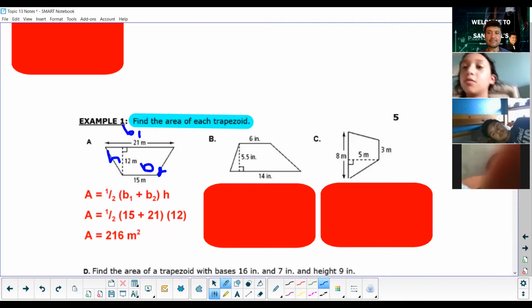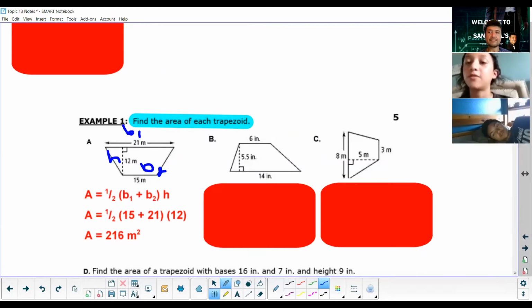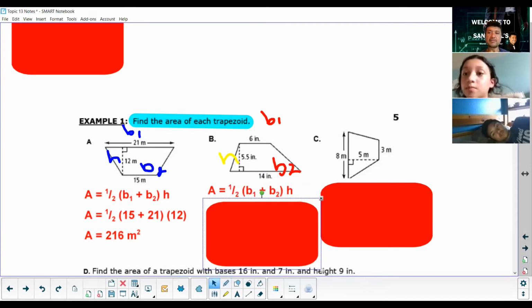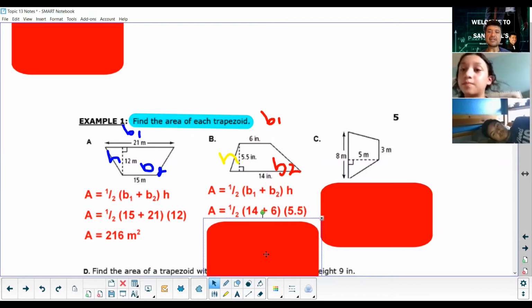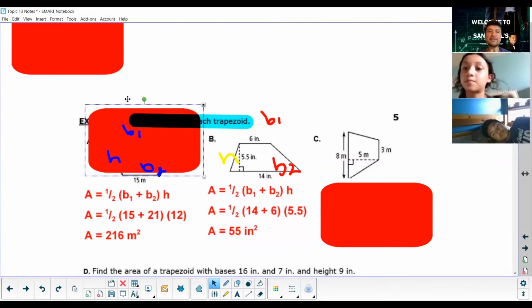Okay. So you would do 14 plus 6, and then 5.5. So remember, B1 plus B2, and then you get the height, and then you multiply. It will look like this. You start with the formula, 1/2 times the sum of the two bases times the height. So 14 plus 6 times 5.5, and as a result, we'll get 55.